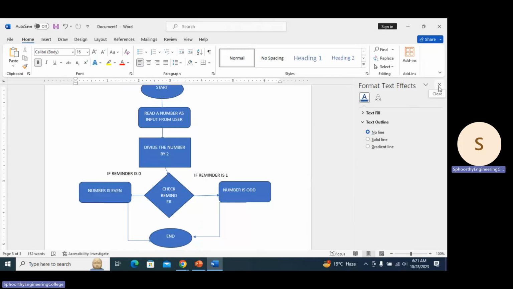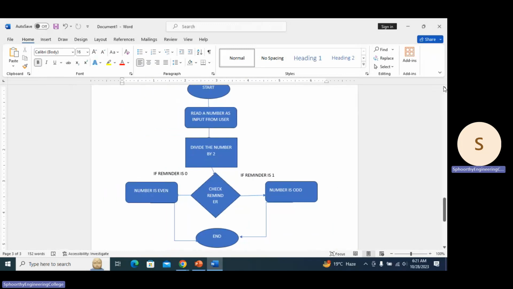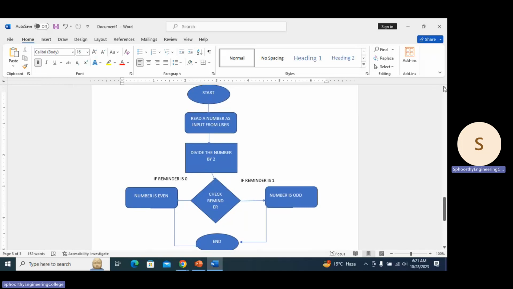So friends, it's very important to convert a given algorithm into a flowchart. One should remember all the basic flowchart symbols.